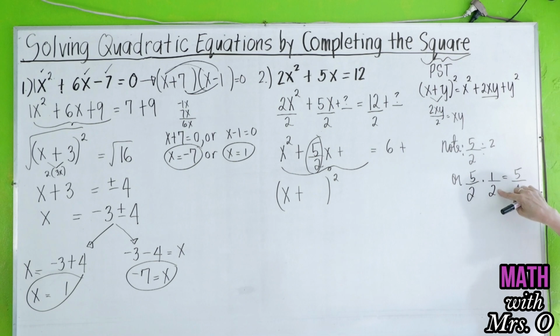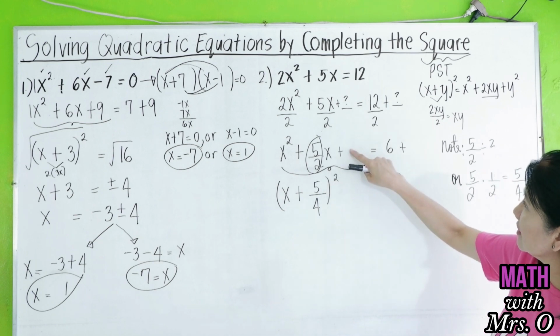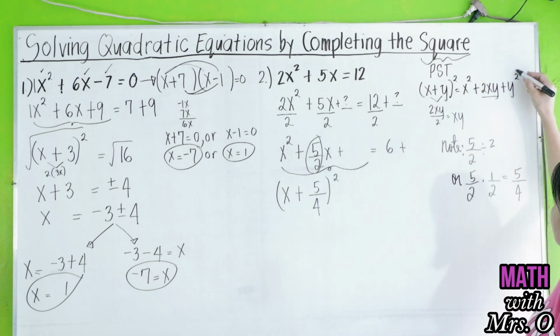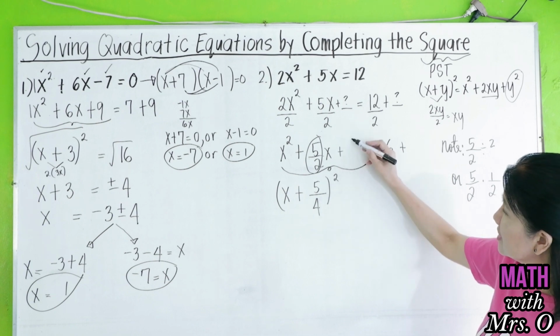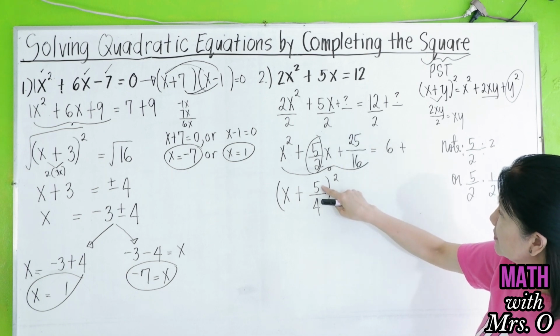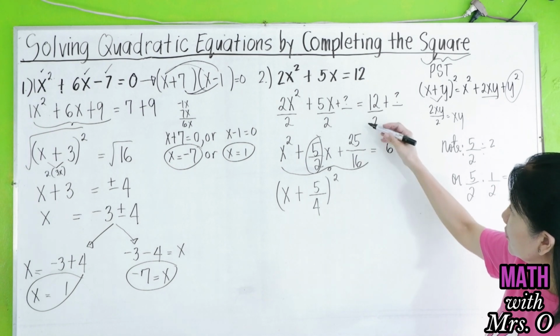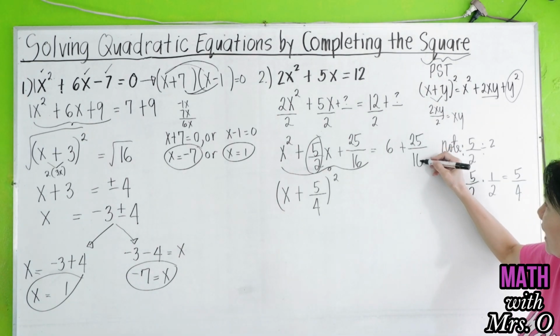2 is the reciprocal of 1/2, or 1/2 is the reciprocal of 2. When you're dividing fractions, you multiply the dividend by the reciprocal of the divisor. So we get here 5 over 4. Oh, and then, how do we get the third term here? The third term here, remember, is the square of the second term. So you square the second term here, which is 25 over 16. 5 squared is 25. 4 squared is 16. Whatever you add to the left, you also add to the right, by the addition property of equality.